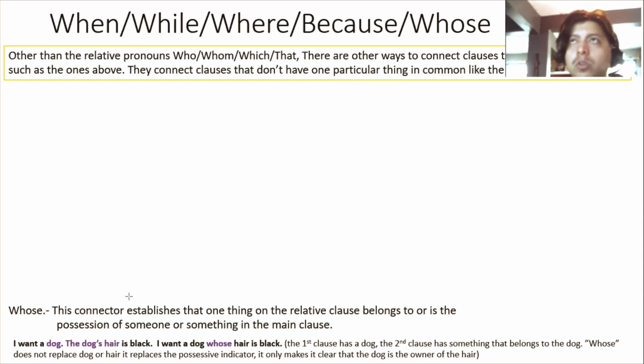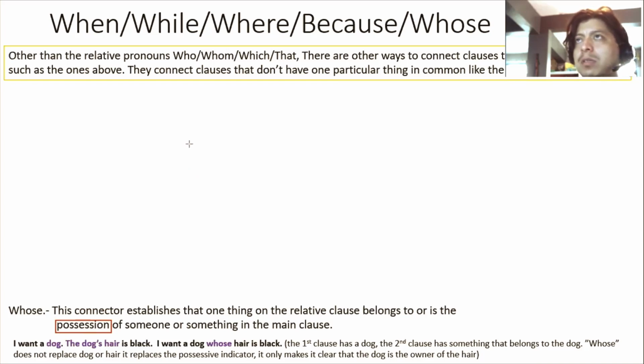It says whose. When do you use whose? Whose. This connector establishes that one thing on the relative clause belongs to or is the possession of someone or something in the main clause. So this has to do with possession. Yeah, we are dealing with possession, with possessive things. So one thing in the first clause belongs or is the possession of one thing in the second clause.